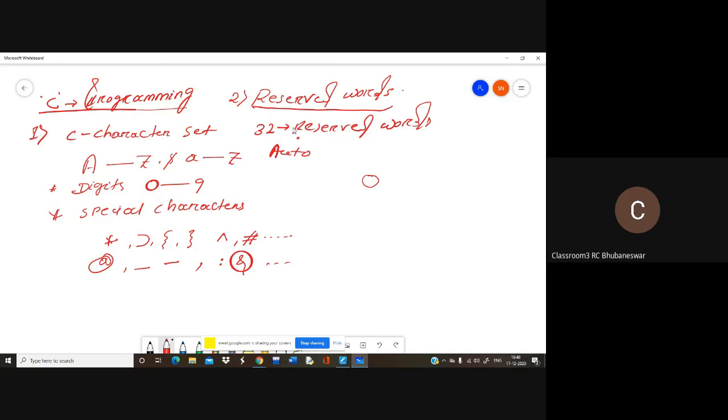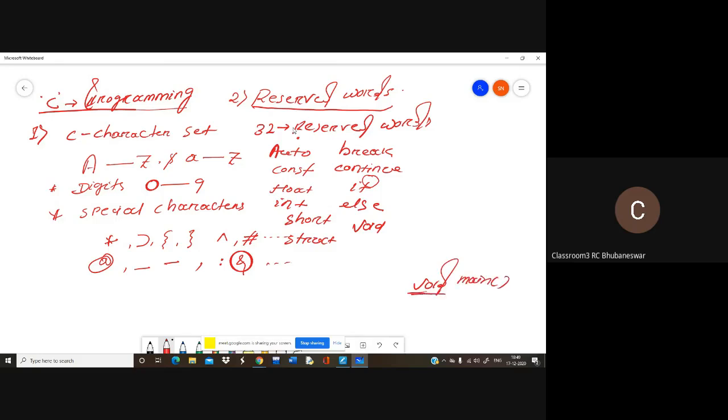Auto, const. These are some reserved words. They cannot be used for any other purpose. Float, int, short, struct, so many. 32, right? Similarly, break. You will be learning how to use all these reserved words. Don't worry. If, else, void. You might have seen I have written void main in my demo program. So void is also a reserved word. Many more: char, do, extern, while, return, so many. You can refer to any book, or the internet, or your IGNOU material also.